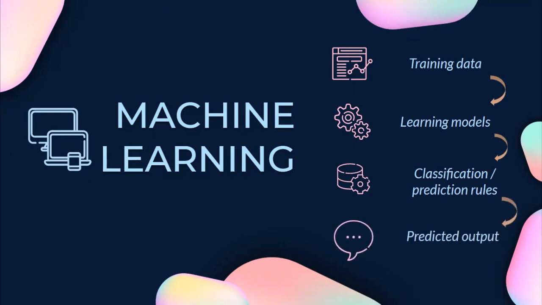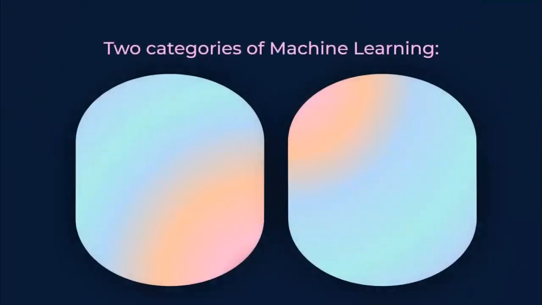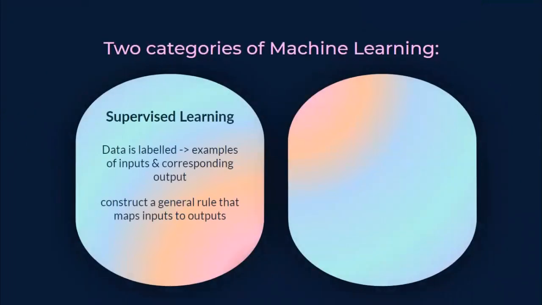Basically, when we have the input, it will apply learning models and then undergo the rules analysis, and then we will see the output that we want to see. Under machine learning, there are two categories. Supervised learning is one category where the data is labeled, as in there are examples of input and corresponding output. So it constructs a general rule that maps inputs to outputs. For example, one input data is classified with a general rule to predict a specific output.